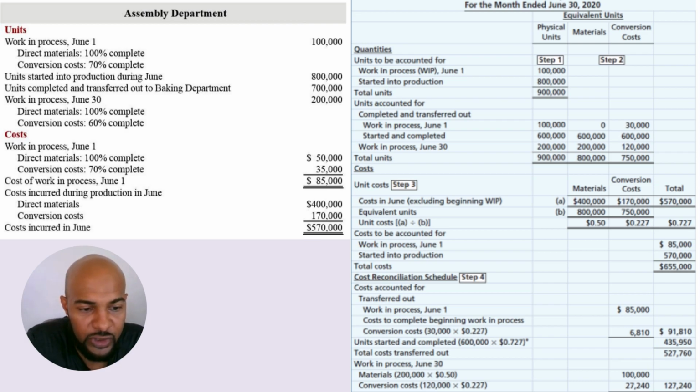If we add those two figures together, part of the screen is missing, but if we add 527,760 to 127,240, you could add that up for me right now. You will see that we will balance. Our final cost is going to match back or reconcile with our total cost of 655,000. And this basically covers how we do our production report using the FIFO method. Thank you.